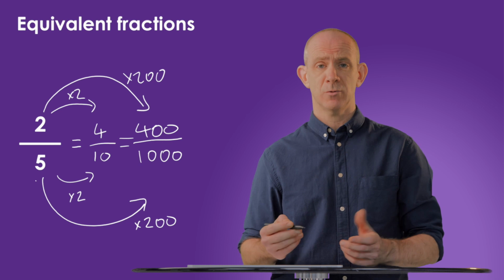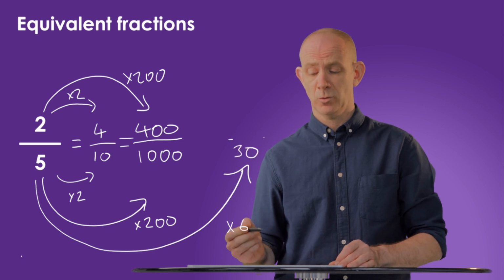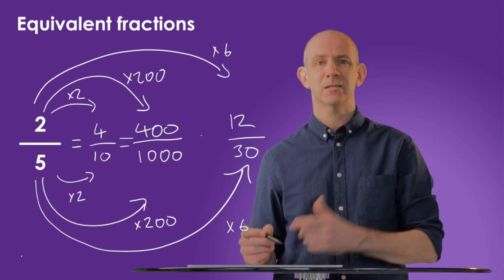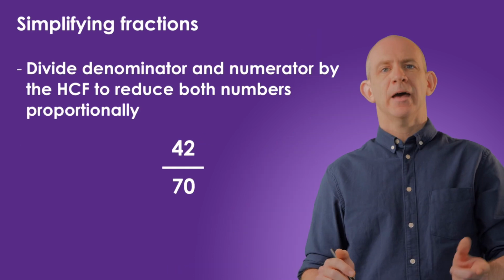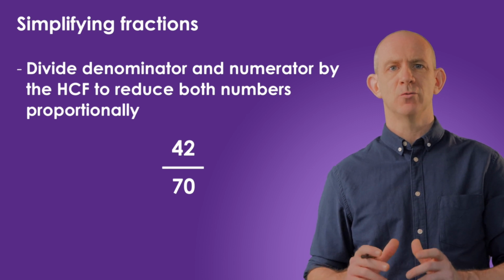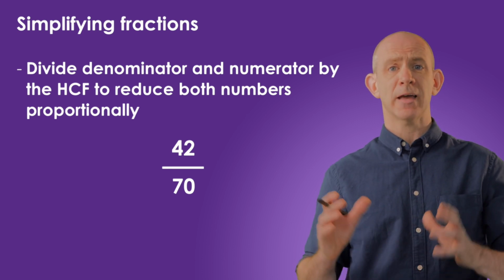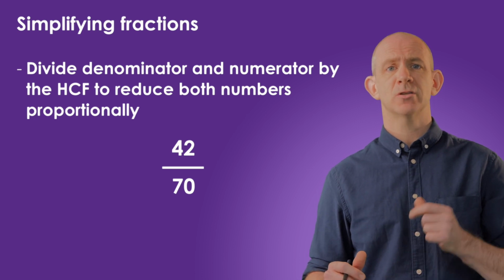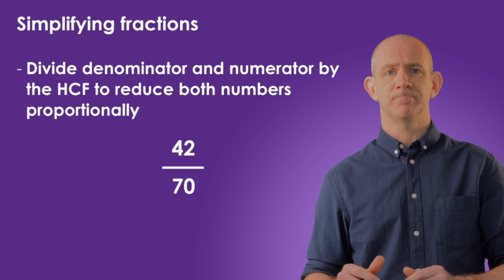Again, we could do the same with 6. Times the top by 6, we'll get 12. If we times the bottom by 6, we'll get 30. 12/30 is still an equivalent fraction to 2/5. However, the most useful process that we can do with this knowledge is to divide or cancel down the fraction to find it in its simplest form of the fraction. This means using the smallest integers possible in the fraction.